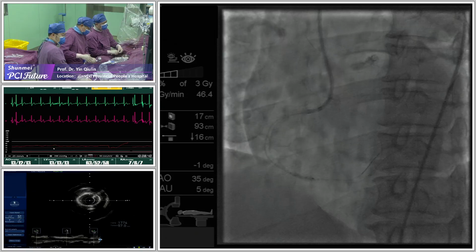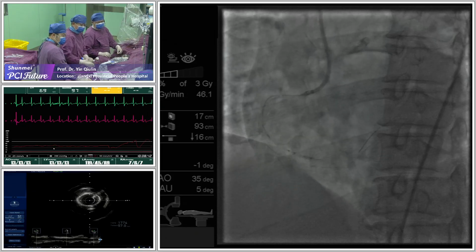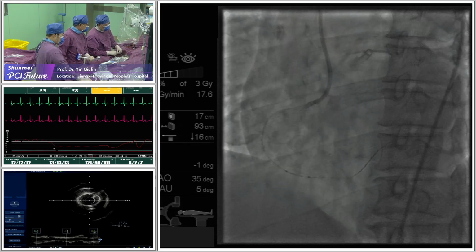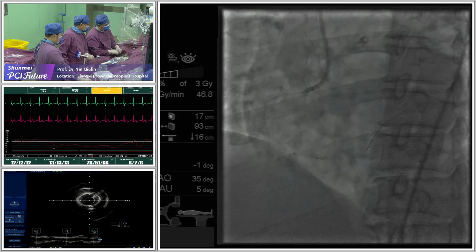How about the diameter? About the Shockwave lesions. How about the balloon?